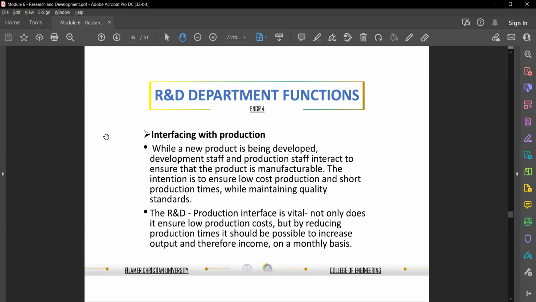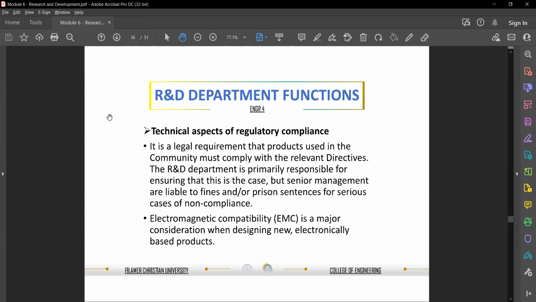So the R&D production interface is vital. Not only does it ensure low production costs, but by reducing production times, it should be possible to increase output and therefore income on a monthly basis. So nagiging efficient yung process nila dito in terms of production.